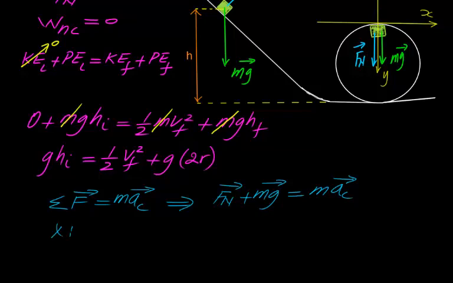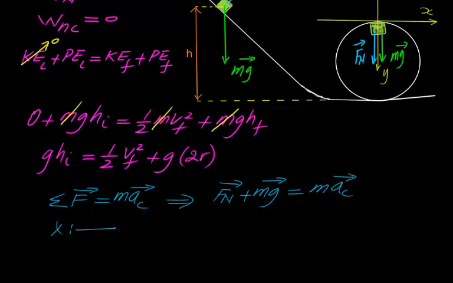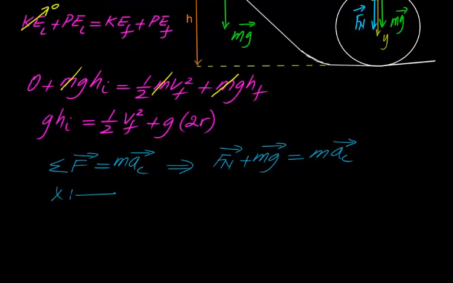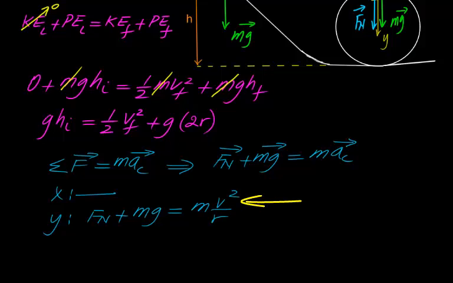Clearly the x component is not important at all. However, the y component will include the normal force and the mg, and both of them are positive because they point towards the center, equals m v squared over r. This is the speed at the top of the loop, and this is the one that we need in our equation to be able to solve for the height h.